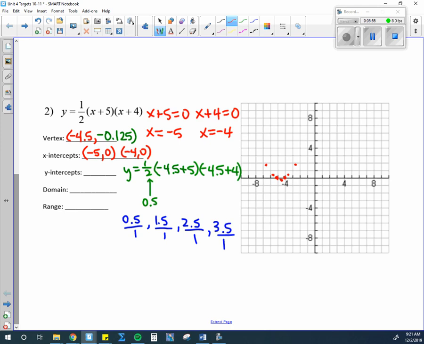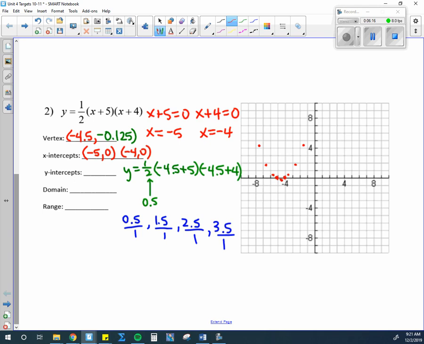Then I'm going to go up 2.5. So here's 1, here's 2, and then I'm just right below halfway and over 1. Just do the best that you can with all these small decimals. As long as you're in the ballpark, you're doing a great job. And then I can go up 3.5 over 1.